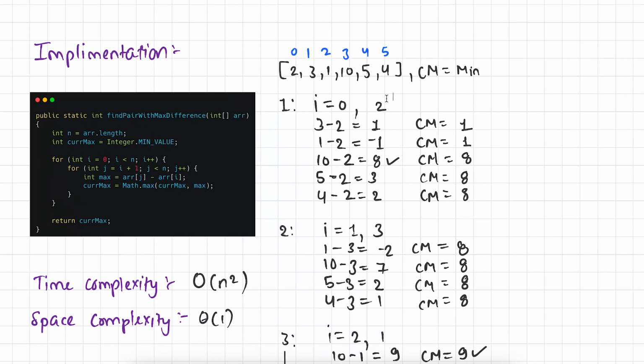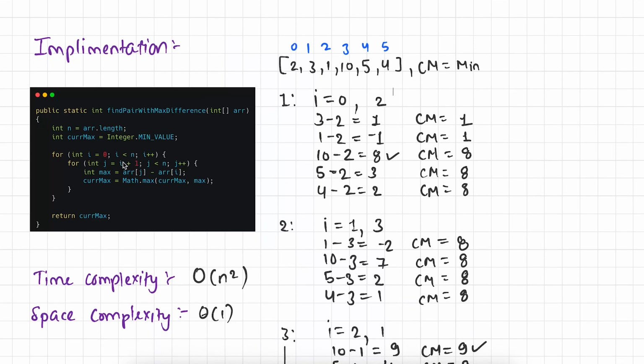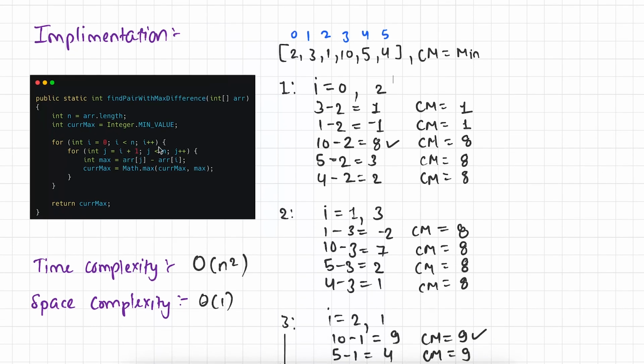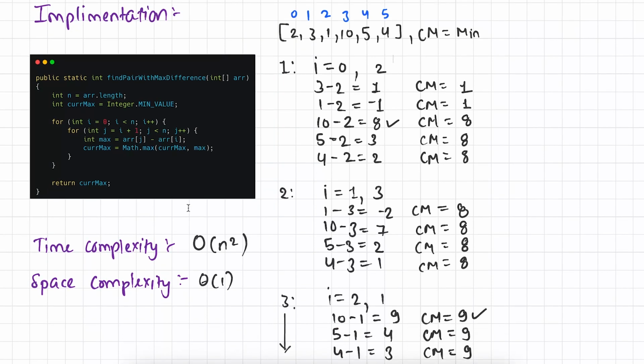Now talking about the time complexity, we are running two nested loops. The outer loop is running n times and the inner loop is running n times. So we can say that the time complexity of this solution is going to be big O of n square, because whenever we have nested loops we simply multiply the time taken by both the loops.